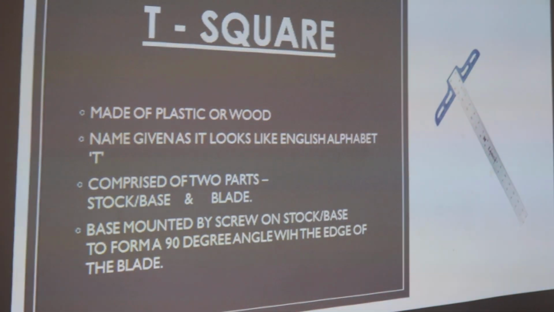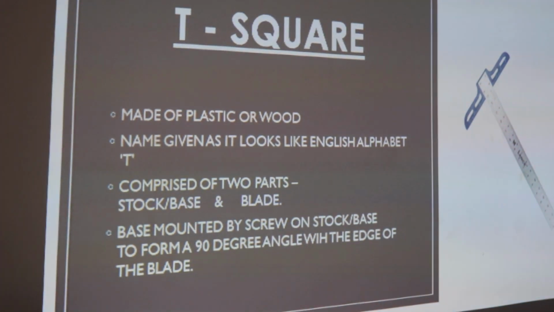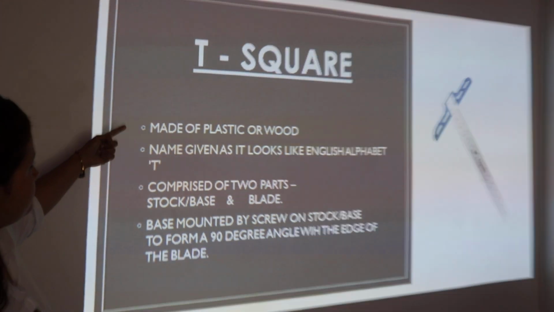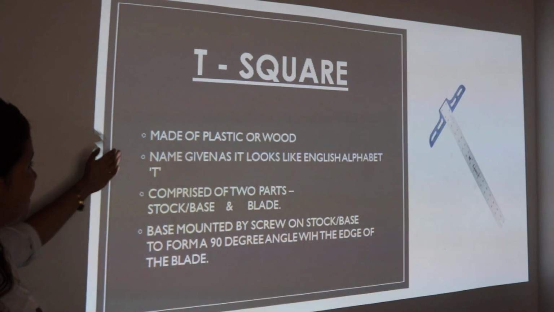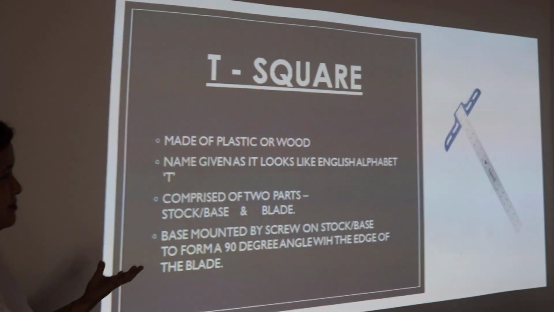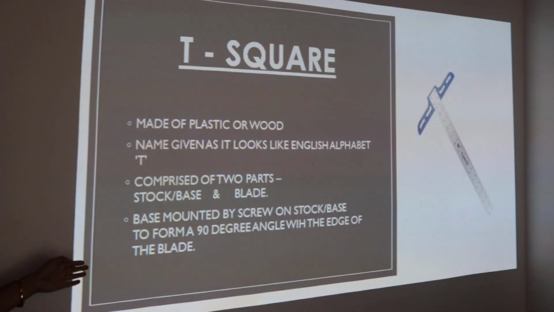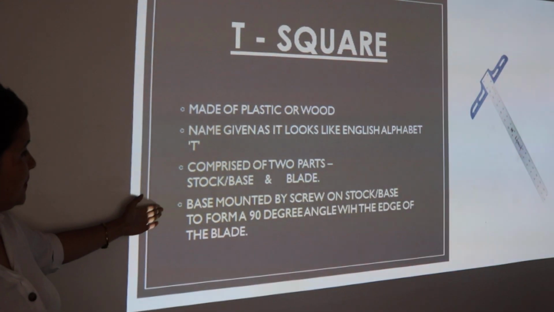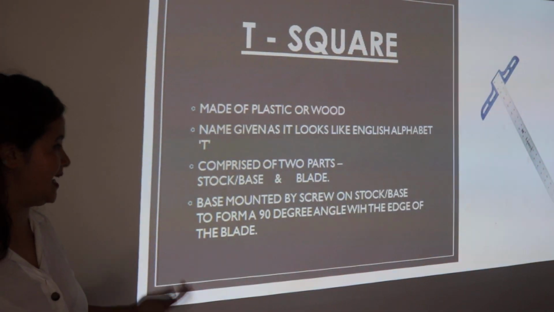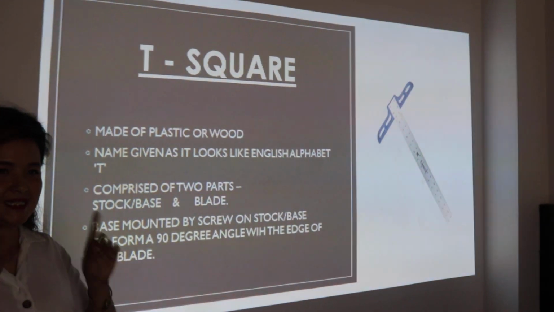One is the head part, which is called the stock base, and the straight part is called the blade. T-square scales are made of plastic or wood, and it is given the name T because it looks like the alphabet T. The stock base is mounted by screws on the blade to form a 90-degree angle with the edge of the blade. It will give an accurate 90-degree angle.